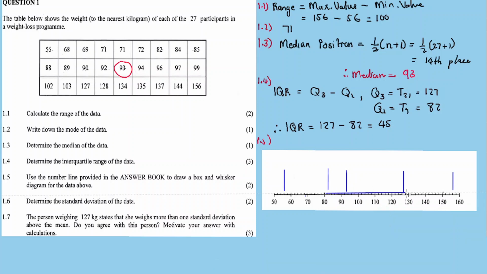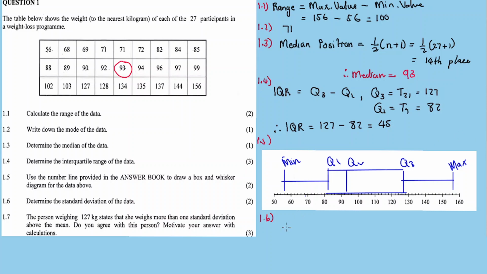So here we will draw something like this, and then something like this here, and then connect. Here we go. So here is the minimum, max, Q1, Q2, and Q3. So this is the five number summary or the box and whisker diagram.